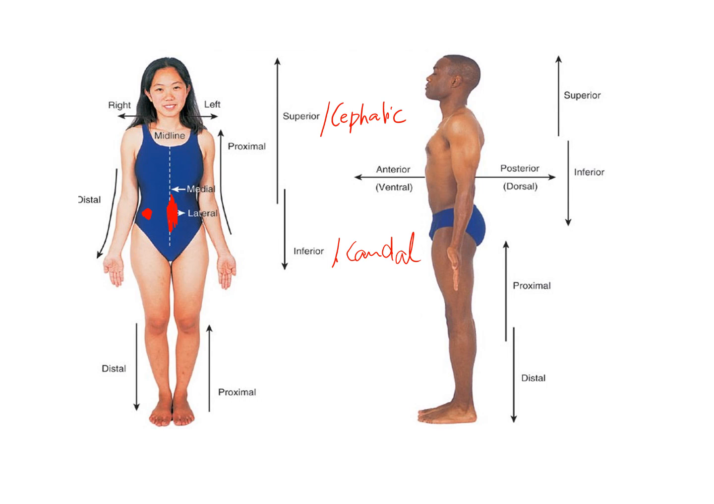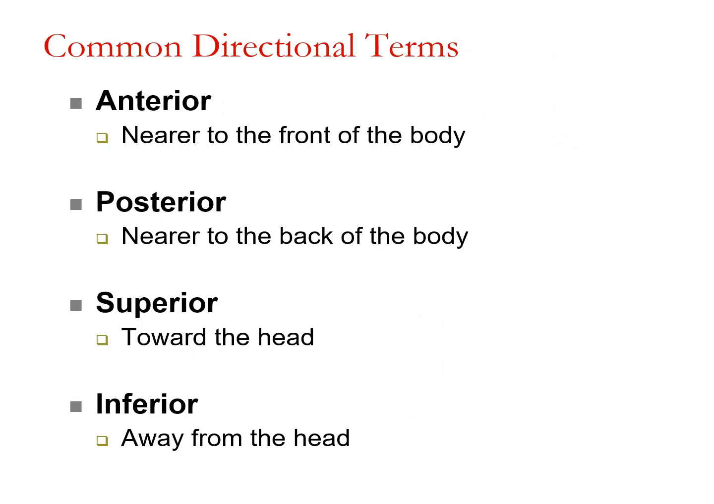Alright, if you look at this picture again, ventral or anterior mean the same thing. Anterior or ventral mean the front. Posterior or dorsal mean the back.